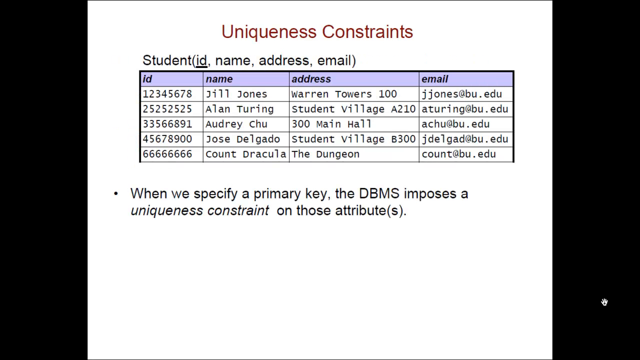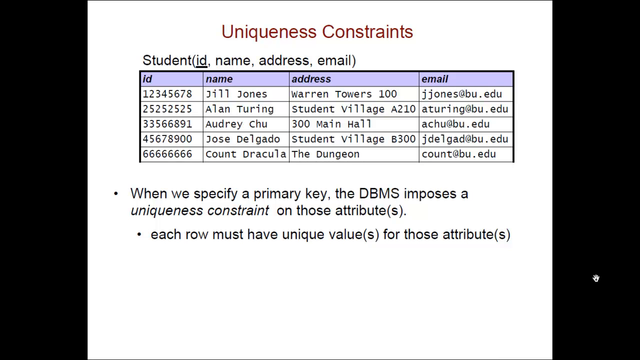The first type of constraint that we're going to talk about is a uniqueness constraint, and we get one of these whenever we specify a primary key for a table. So if you recall our student table from an earlier video, we had information about students' ID numbers, their names, their addresses, and their emails. We chose ID as the primary key, and we show that by underlining it in the schema of the table. Because we've chosen ID as the primary key, we're going to get a uniqueness constraint on that attribute. That means that each row must have a unique value for that attribute, so we won't be able to use the same ID number more than once.